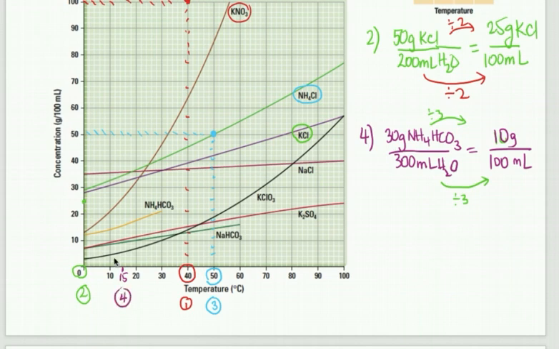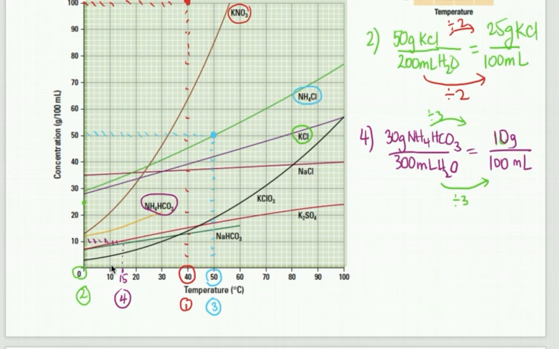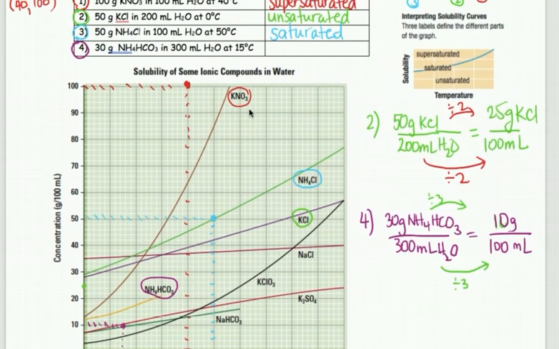So we're going to go up until we hit the 10 grams here. There it is. And now we're looking for the ammonium bicarbonate. There it is. It's just a short little graph here. And we're finding that this point right there is below the ammonium bicarbonate graph. So we are unsaturated when we're below the saturated line.